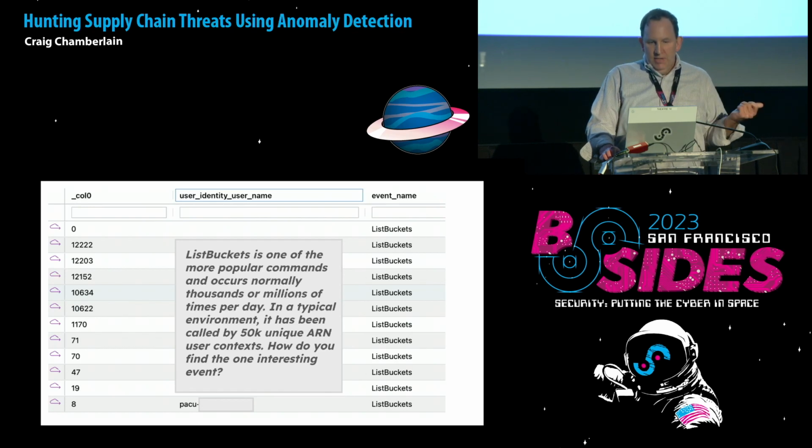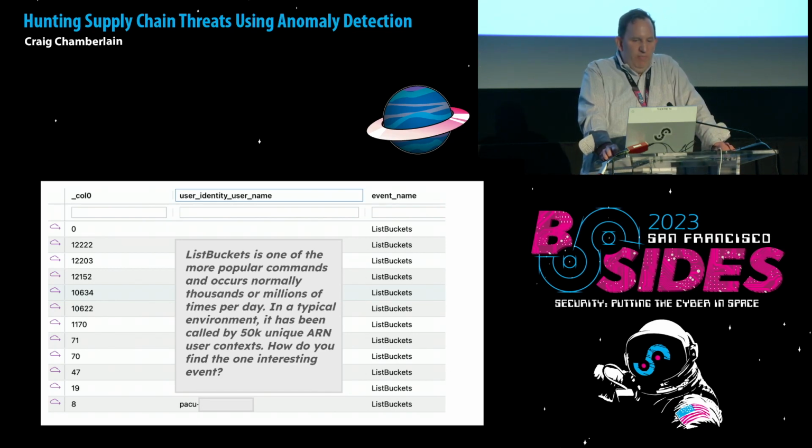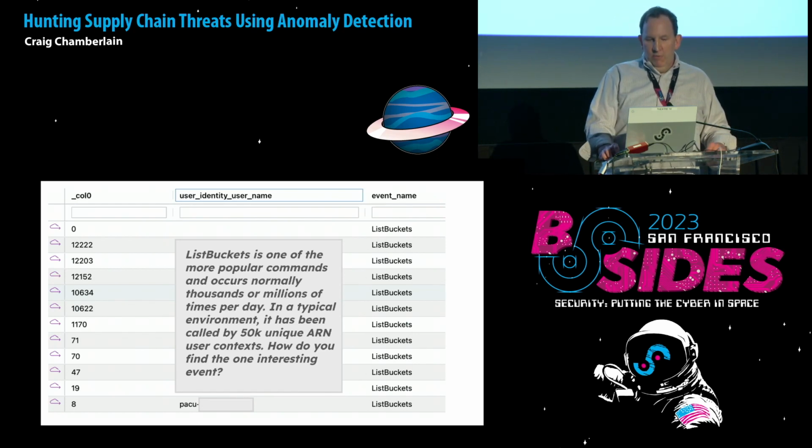List buckets is also a heavily used command, and it normally occurs thousands of times a day. It can occur millions of times a day if it's an environment that makes heavy use of S3 as its primary data layer. Typically, in any given CloudTrail log set, you'll see up to 50,000 unique user contexts calling that method, not in a day, but over the course of the retention windows, which in most cases I'm dealing with are between 1 and 4 weeks. So in a matter of weeks.